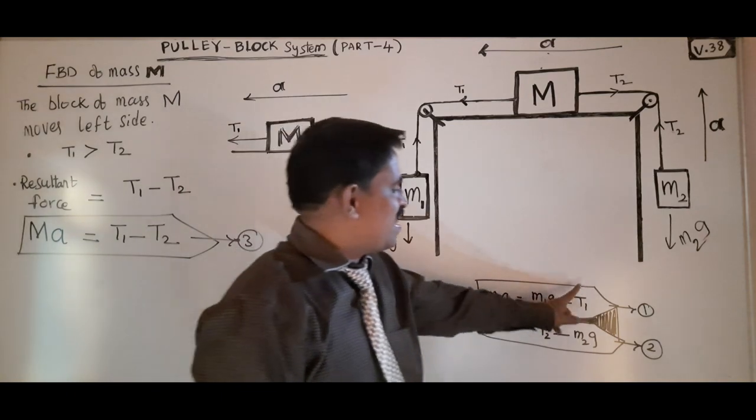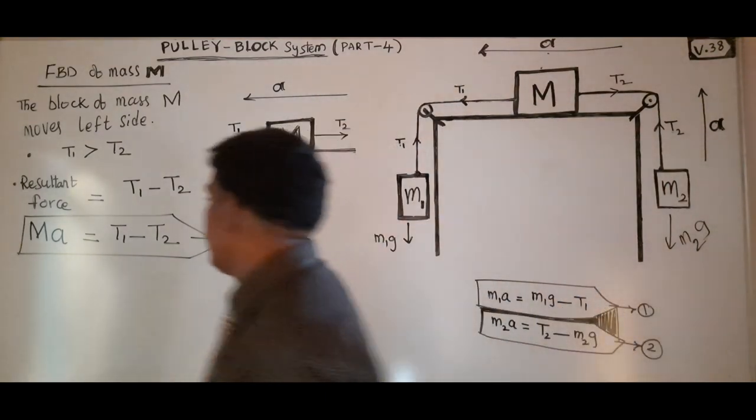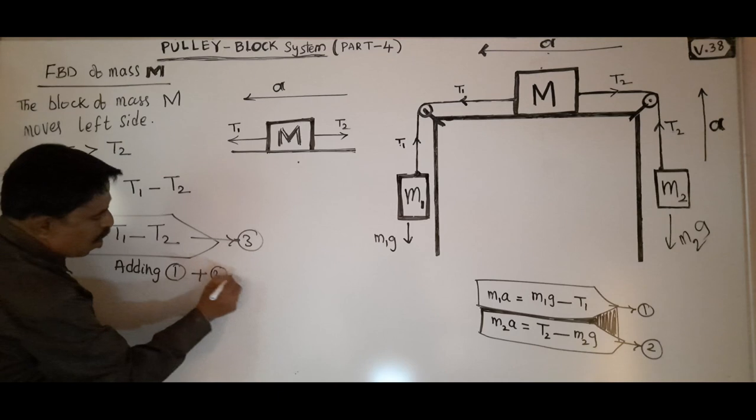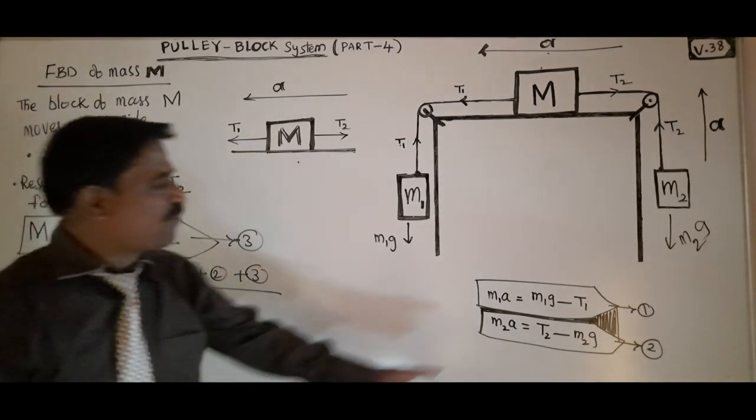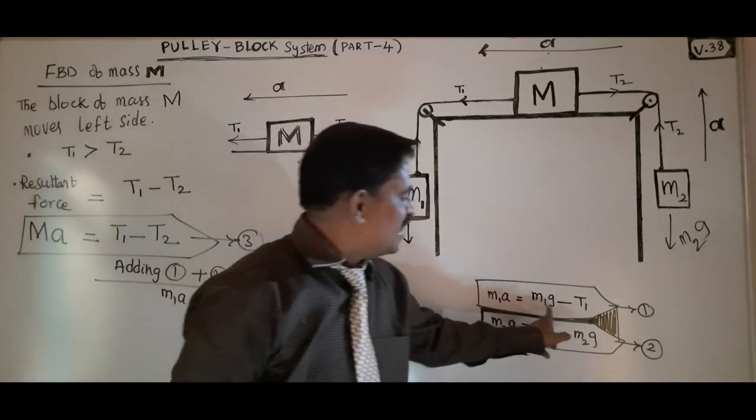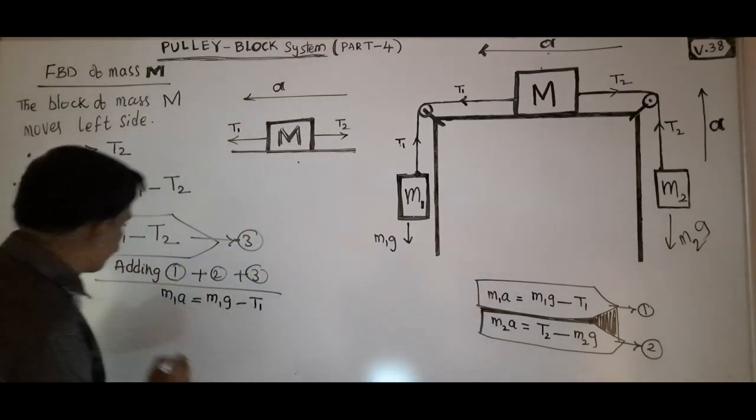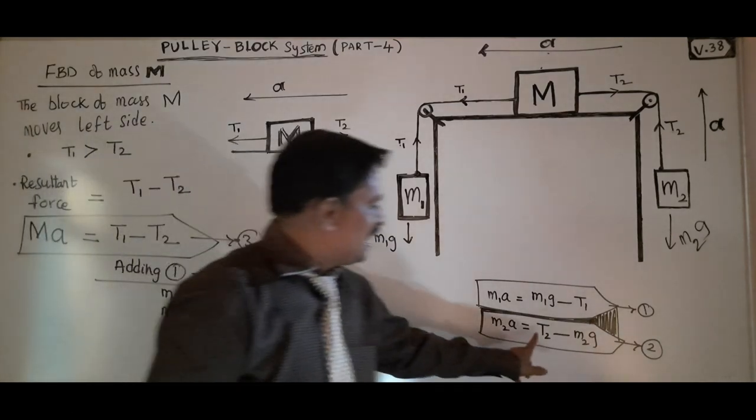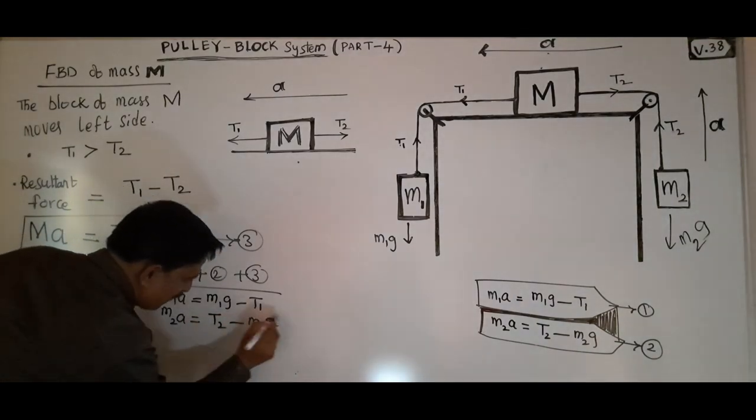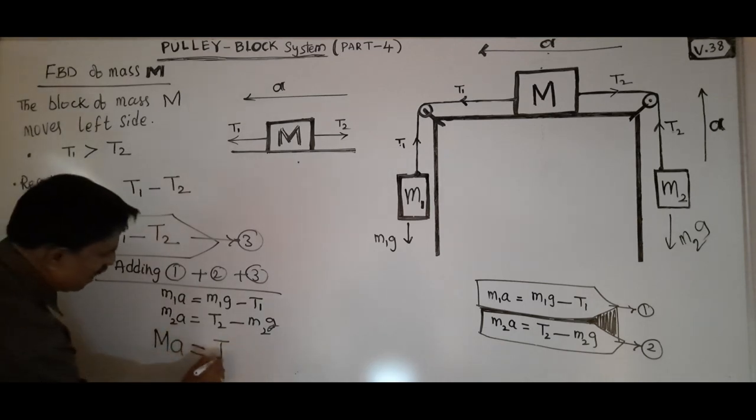Adding equation 1, equation 2 and equation 3, we will get the acceleration of the system. Now please listen carefully. First equation, M1a is equal to M1g minus T1. Second equation, M2a is equal to T2 minus M2g. Third equation, capital Ma is equal to T1 minus T2.